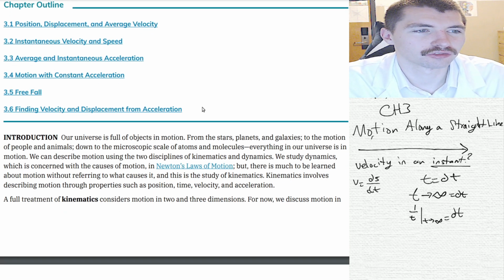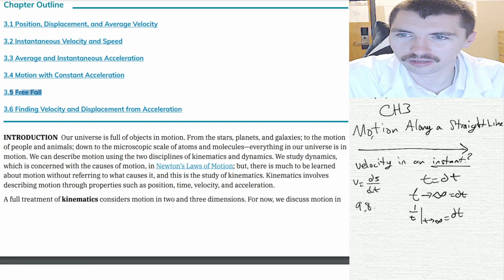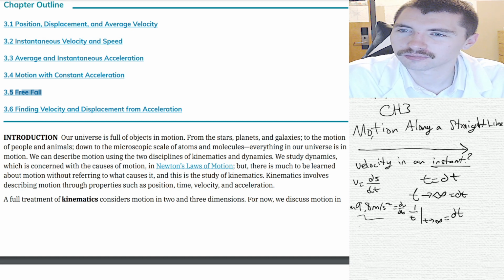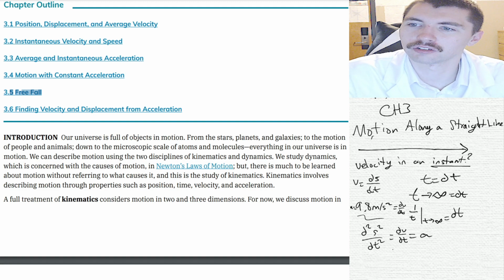Motion with constant acceleration, free fall. Free fall is gravity, 9.8 meters per second squared. So this is dv dt. Gravity is a, so that's like saying the second derivative of your position. So you could also say d2S over dt squared equals dv dt equals a for acceleration.